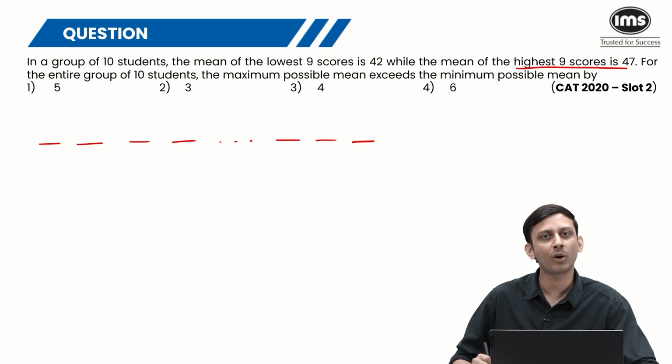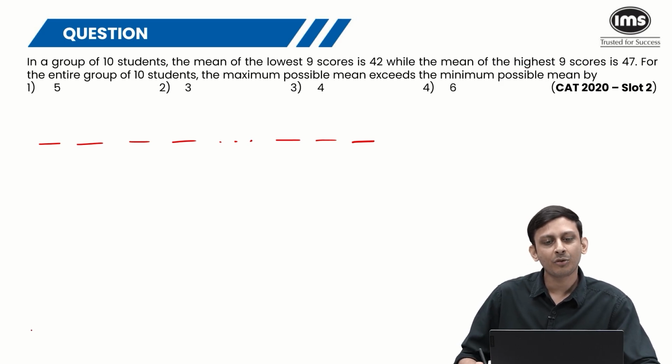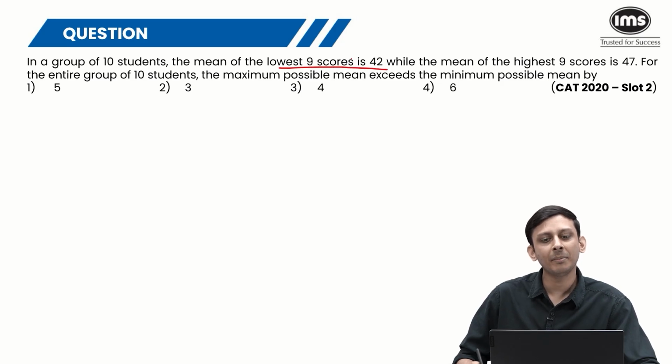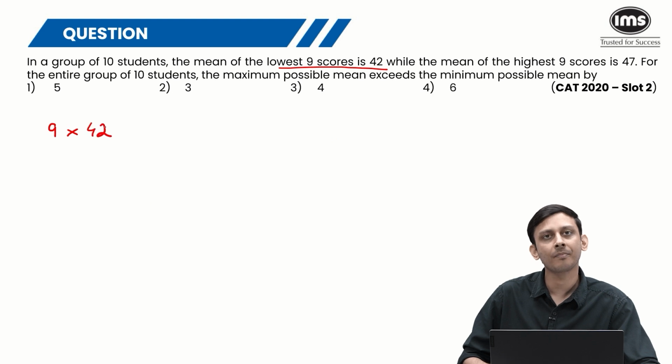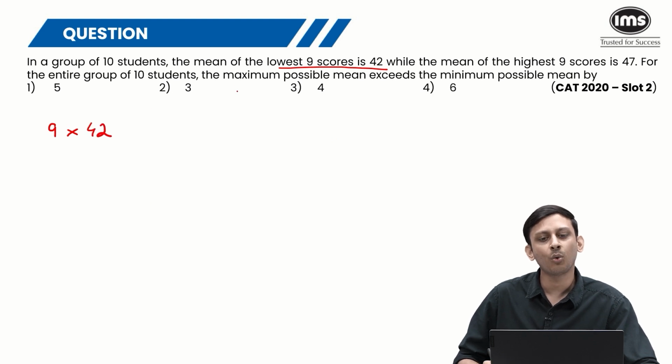What will be the minimum? What will be the maximum? Now, if you look at the first situation, lowest 9 scores, mean is 42. So their sum will be 9 into 42, number of values into their average. And now the 10th score, the highest one, let's take that to be x. So if we add that also, we will get the sum of all the 10 values.